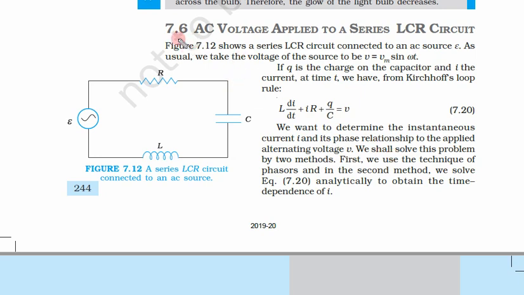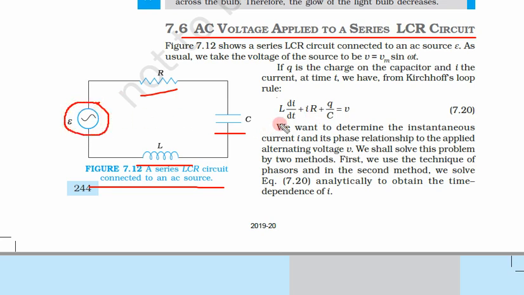So we are solving this AC voltage applied to a series circuit problem, and this was the circuit. Resistance, capacitance and inductance are all connected in series with the AC power source, and this was the equation from Kirchhoff's loop rule: V, that was the voltage, V = Vm sin omega t = L di/dt + IR + Q/C, and we have to solve this equation. I = Im sin(omega t + phi).